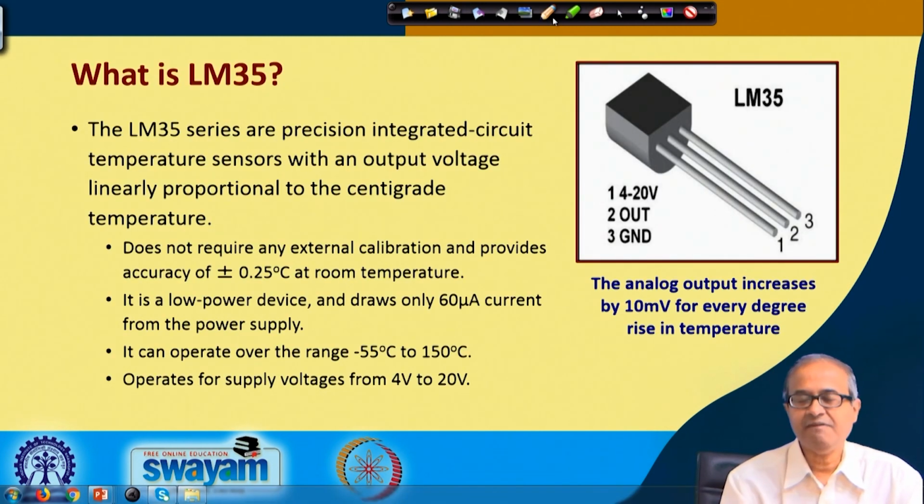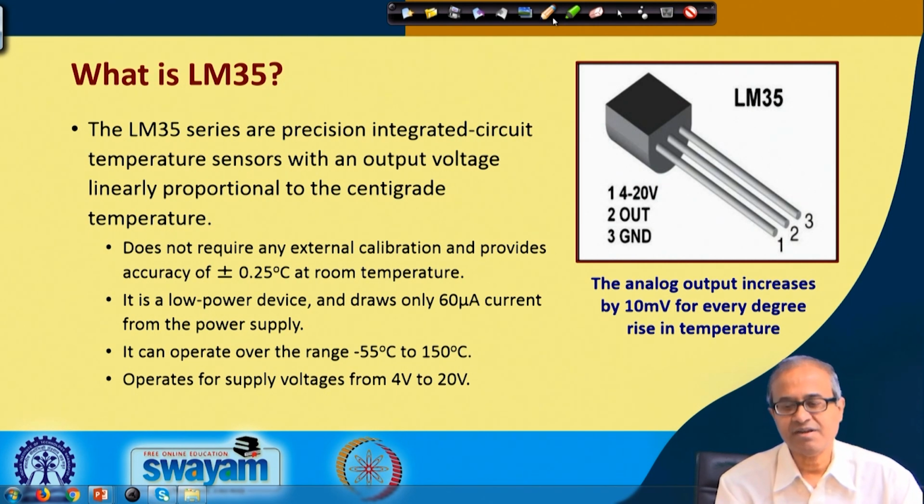This LM35 is a very convenient kind of temperature sensor. It looks like this. You look at this diagram. There are 3 pins. Pin number 1 and pin number 3 are the power supply pins. Pin number 3 you connect to ground, and pin number 1 you can connect a positive power supply depending on the type number of LM35. This power supply voltage can vary between 4 and 20 volts.